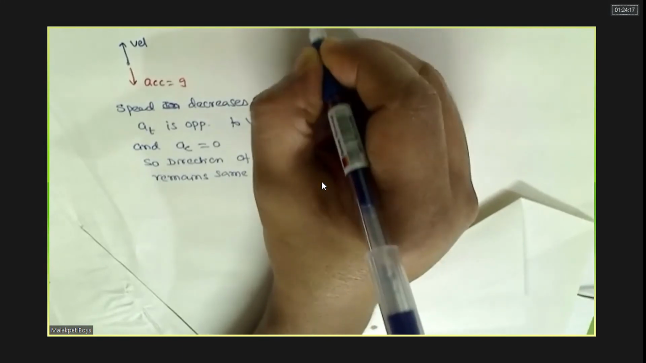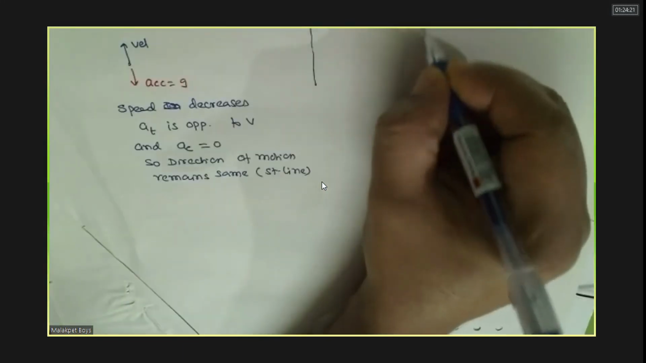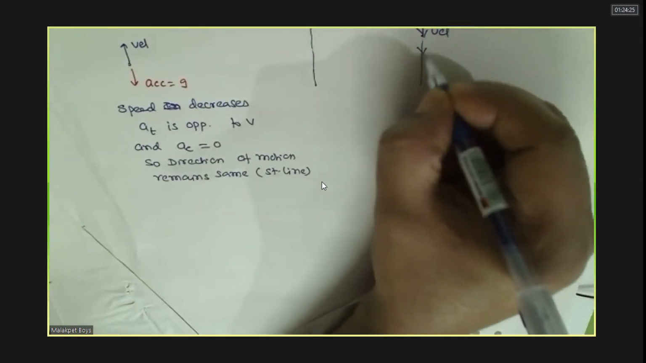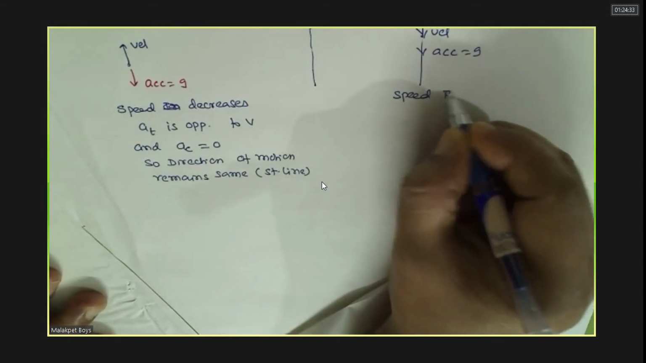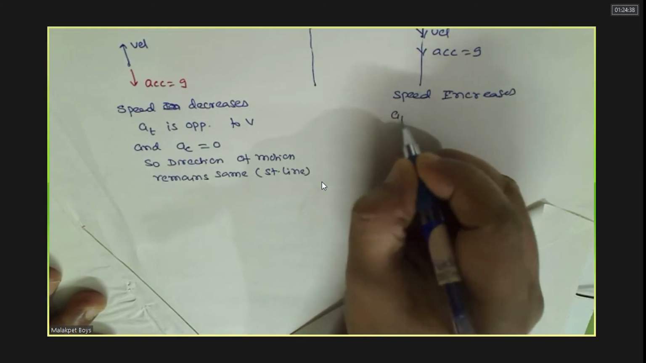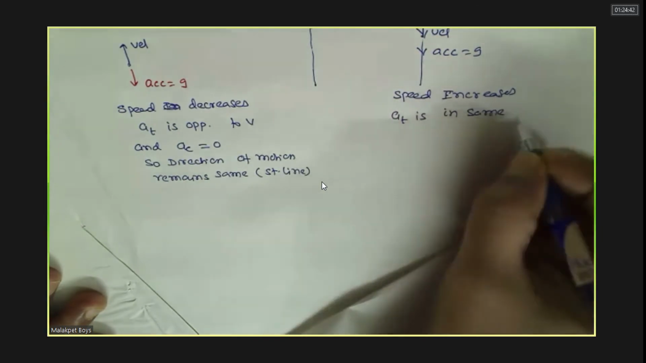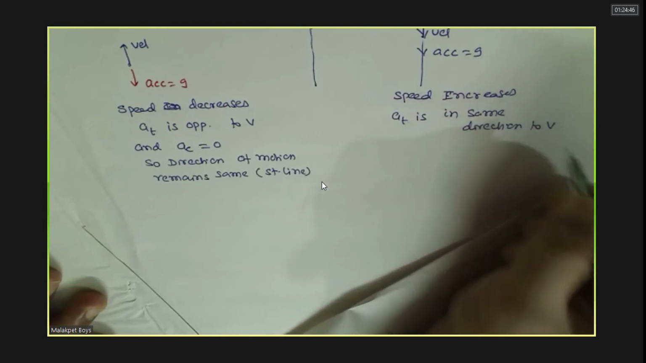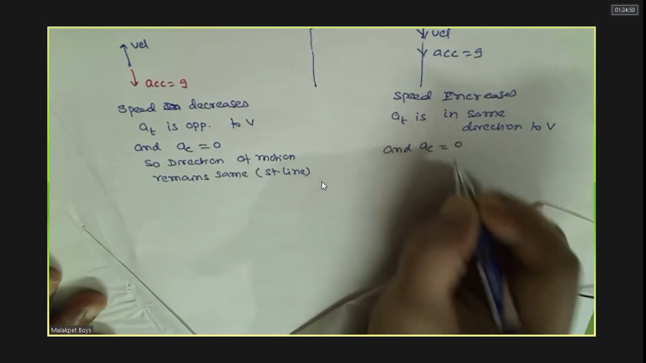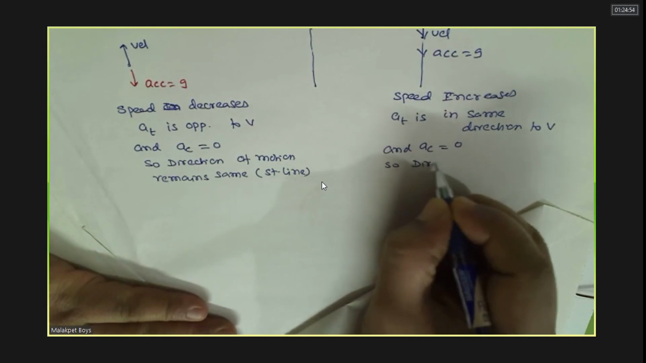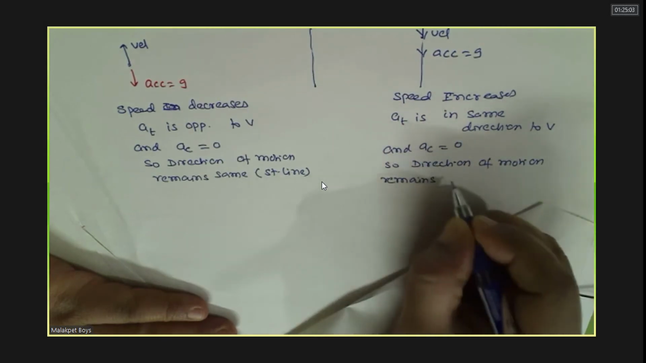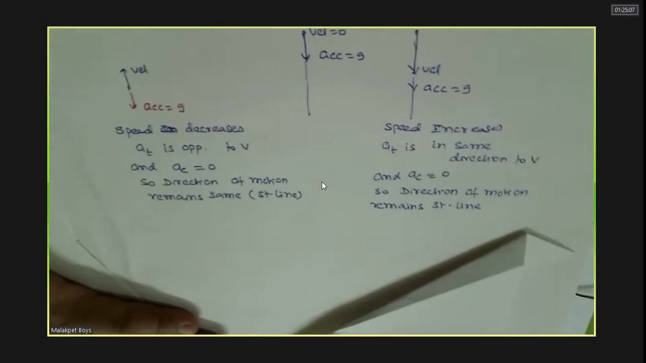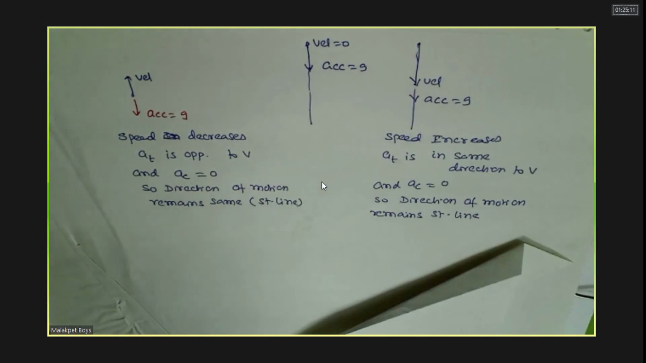Now, what happens? The body goes somewhere here. Velocity becomes zero. Now, this is the acceleration. Therefore, what will happen? It picks up slowly. This is the velocity, this is the acceleration. So here, speed will increase. Why? Because AT is in the same direction as V. And AC is zero. So the direction of motion remains a straight line. Understood this? Do you agree with this or not? Yes, sir.